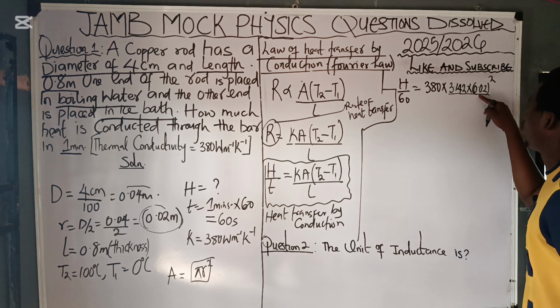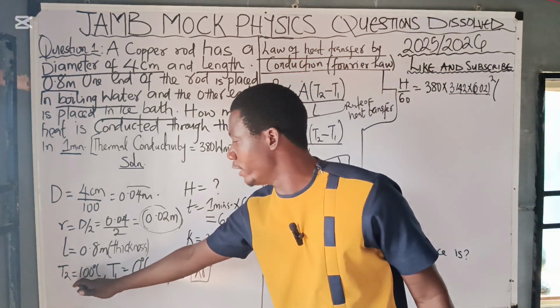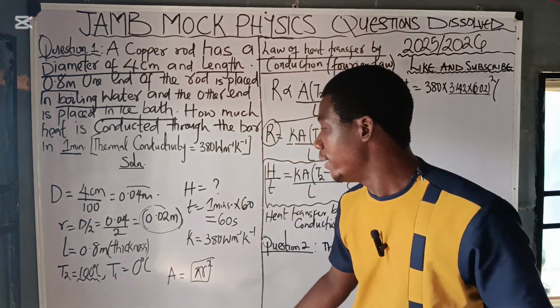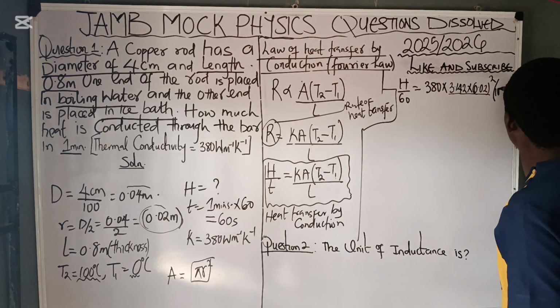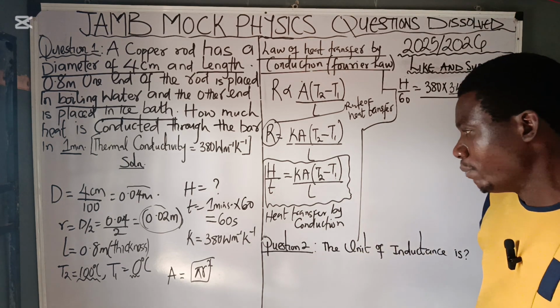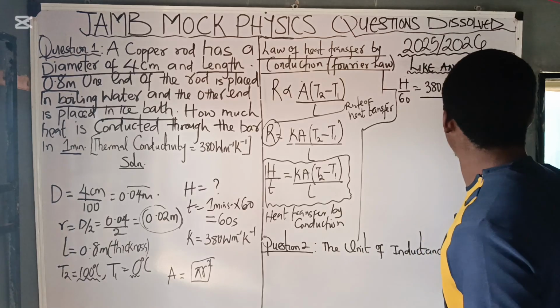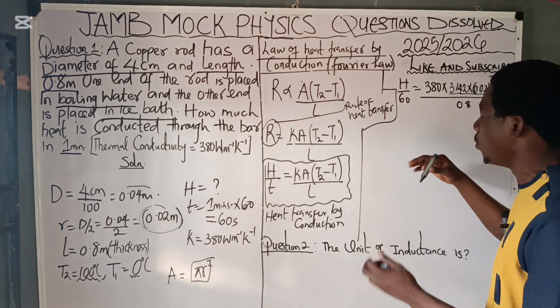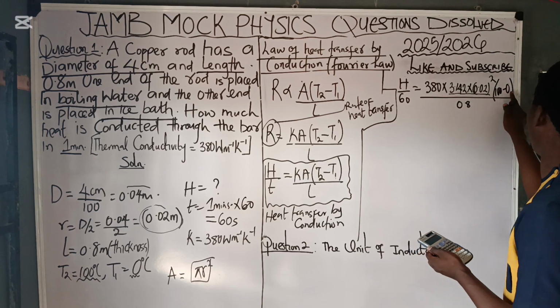Then times the change in temperature. The final temperature is 100, which is the temperature of boiling water, and the temperature of the iceberg is 0. So you have 100 minus 0 all over thickness. The thickness is called the length, and the length is 0.8. So what do we simply do? Very easy. Let's multiply all these values together.